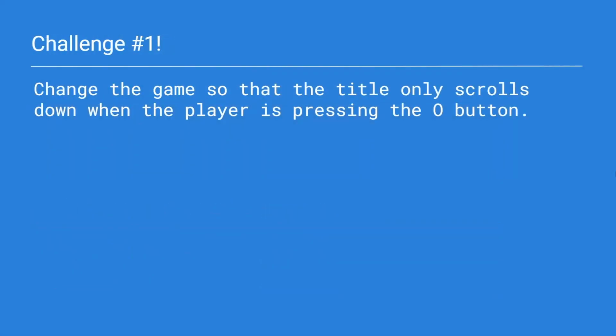Alright, so here's the first challenge for you today. We are going to change the game so that the title, which currently scrolls down automatically, will only scroll down when the player is pressing the circle button. As a reminder, the circle button is currently mapped to the Z key on your keyboard. Go ahead and pause the video now and see if you can figure this one out.